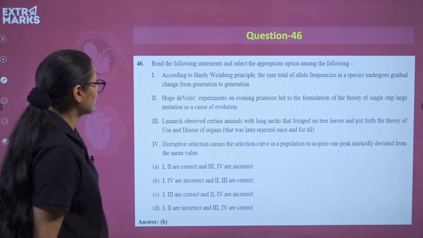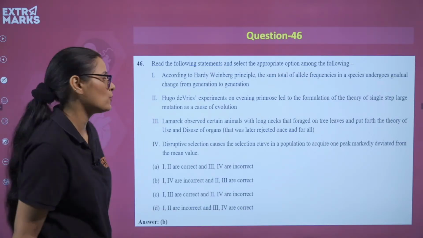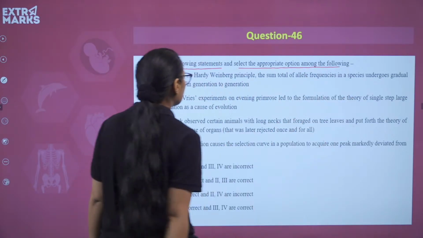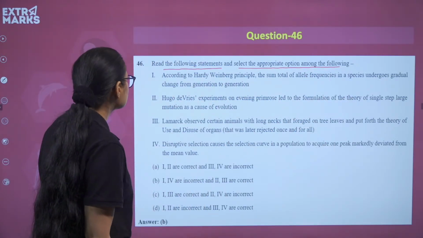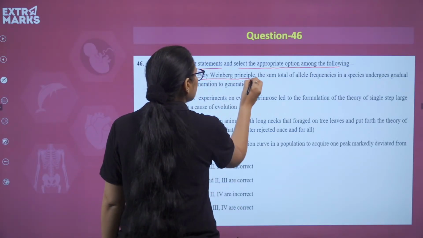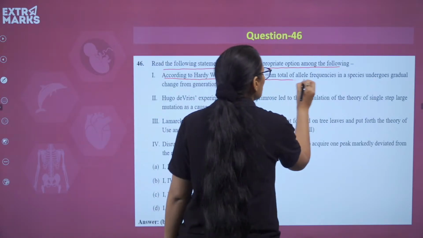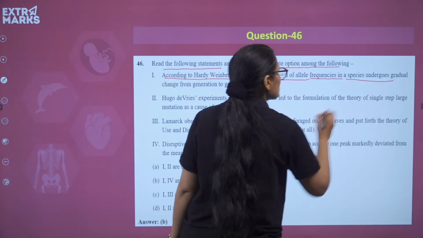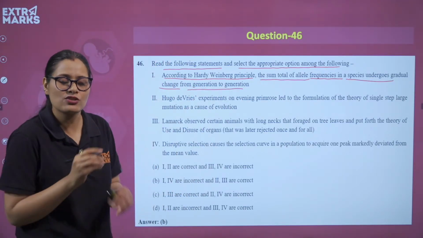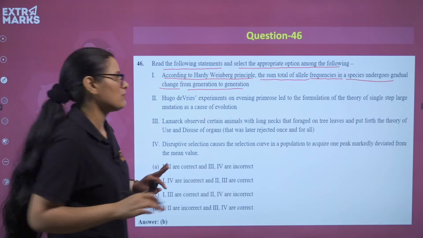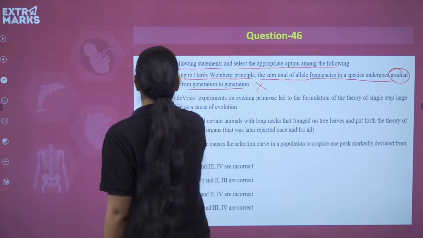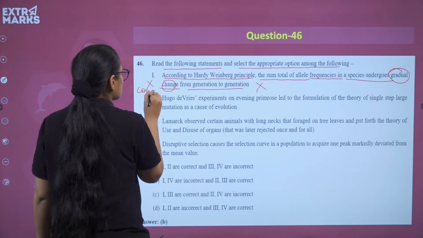Next question 46, it's a difficult question. Let's go slowly on this. Read the following statements and select the appropriate option among the following. The very first statement says that according to Hardy-Weinberg principle, the sum total of allelic frequencies in a species undergoes gradual change from generation to generation, which is incorrect. There is no change that happens in Hardy-Weinberg equilibrium. So this is incorrect because no, there is no gradual change that happens. It remains constant.